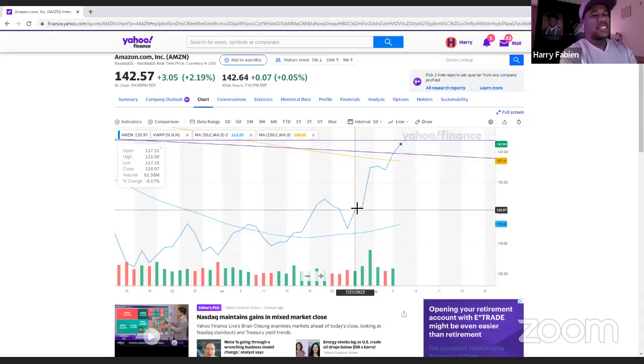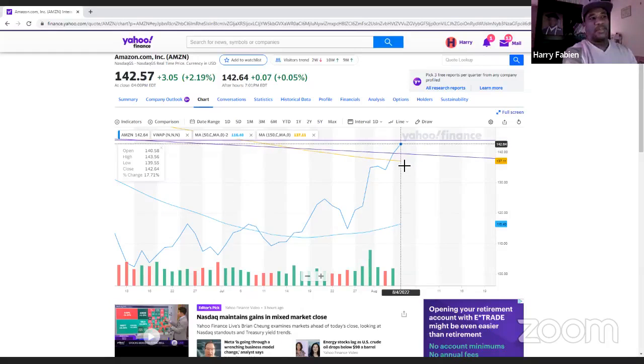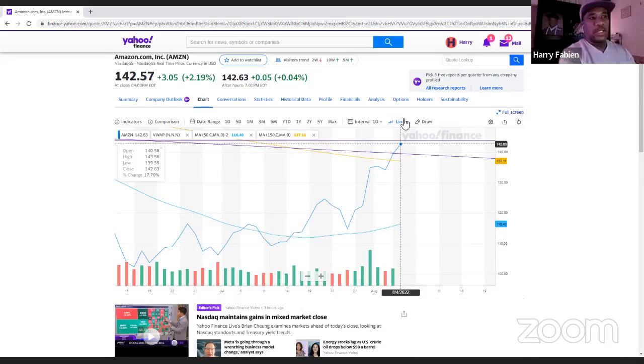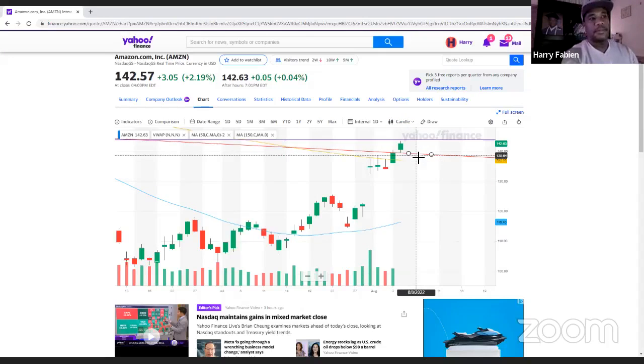But the line is not a good thing. Some people like it, but most people like the candle, because with candles you can see the movement and the pattern better, and most people use candles. You can change the line here to candles. It's better. All those things mean something.